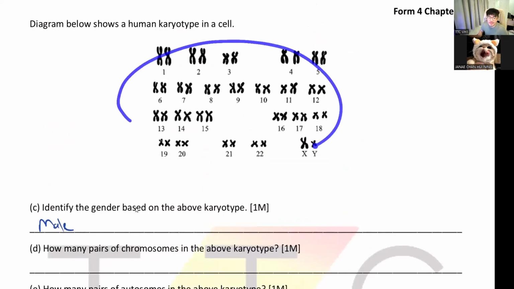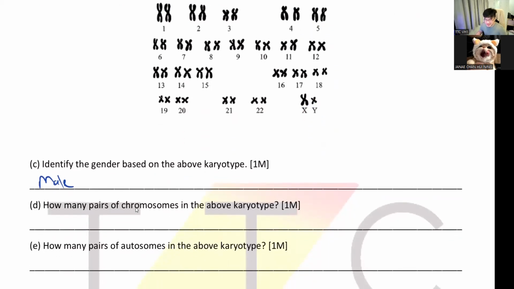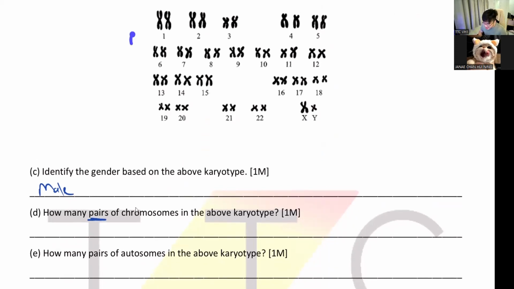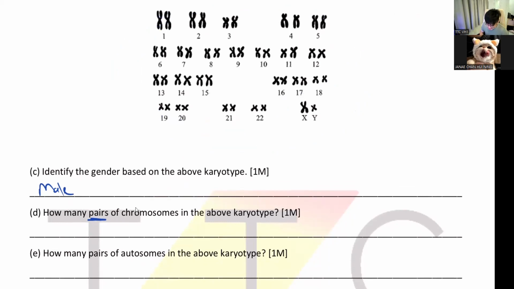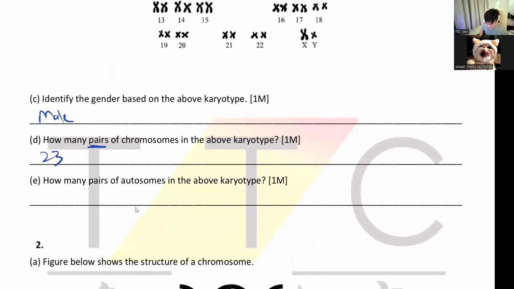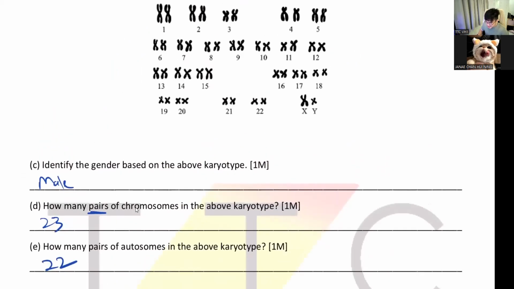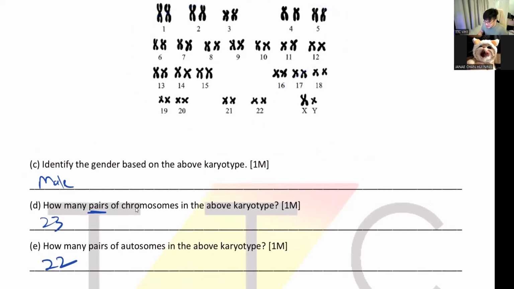So D, how many pairs of chromosomes in the above karyotype? So how many pairs do you have? They're asking for pair. I think you're lagging one. Total, not the front autosome. Total is, yes, good, 23. Now E, they're asking for the autosome. So how many pairs of autosome do you have? This answer is 22. The front autosome, and this is your sex chromosome.